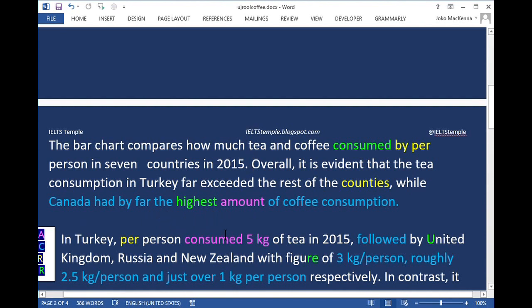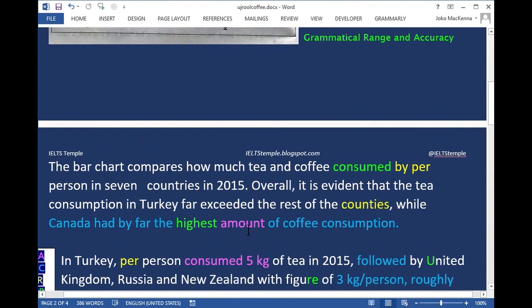This is probably the most common error in task 1, and everyone needs to listen. And this error is quite simple. Did Canada consume the coffee? Of course not. A country can't consume coffee. The people who live there.